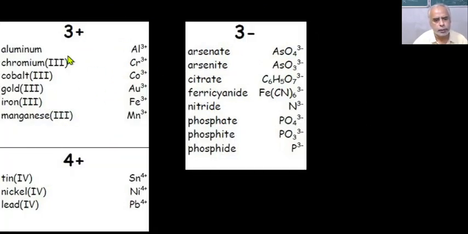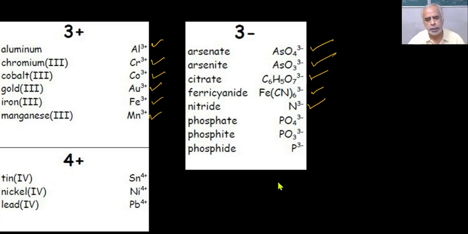Similarly trivalent, for example aluminium 3 plus, chromium 3 plus, cobalt 3 plus, auric, that is gold 3 plus, ferric, that is iron 3 plus, manganese 3 plus, and we have anions: arsenate, AsO4 3 minus, AsO3 3 minus, that is arsenite, and this is citrate, and this is ferricyanide. So N3 minus, nitrite. Now let us try to combine 3 plus with 3 minus anions.